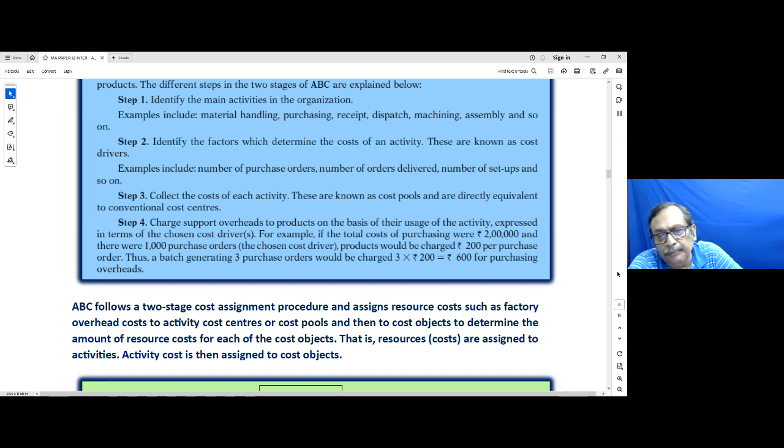For example, if the total cost of purchasing were 2 lakhs and there were 1000 purchase orders, the chosen cost driver, product should be charged rupees 200 per purchase order. Thus, a batch generating 3 purchase orders would be charged 3 into rupees 200. It comes to rupees 600 for purchasing overheads.